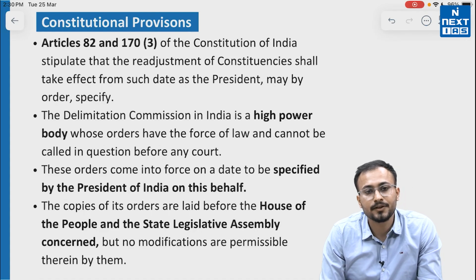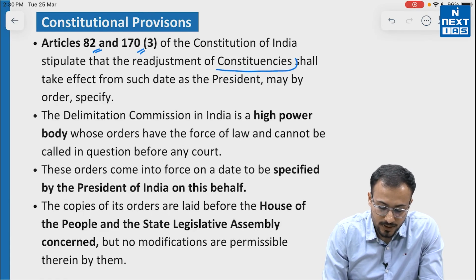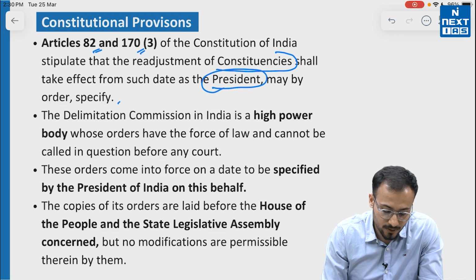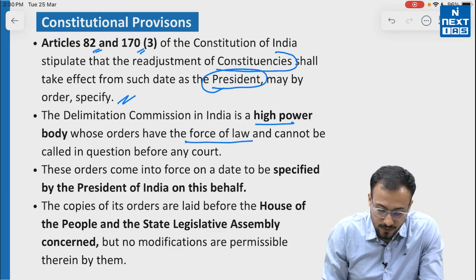Constitutional provisions related to the delimitation exercise. Article 82 and Article 170 clause 3 of the Constitution stipulate that readjustment of the constituencies shall take effect from such date as the President may by order specify. The Delimitation Commission in India is a high power body whose orders have the force of law and cannot be called into question before any court.